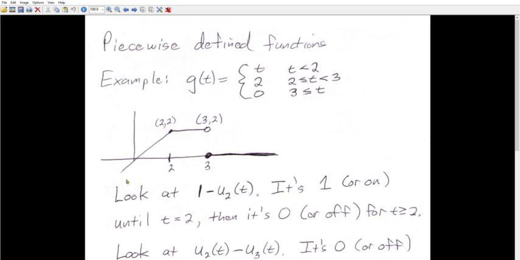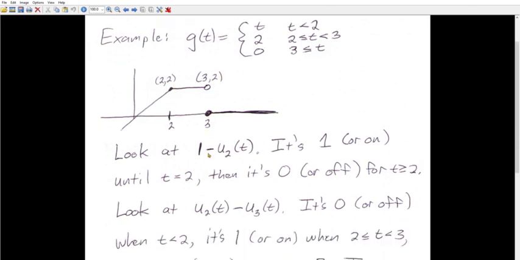And you can see this is what the function looks like. That's g of t equals t all the way up to t equals 2. At this point, the function value is 2, and it stays 2 until we get to 3. And then at 3, it jumps back to 0. Now, how are we going to do this? Well, the answer is step functions will do this for us.